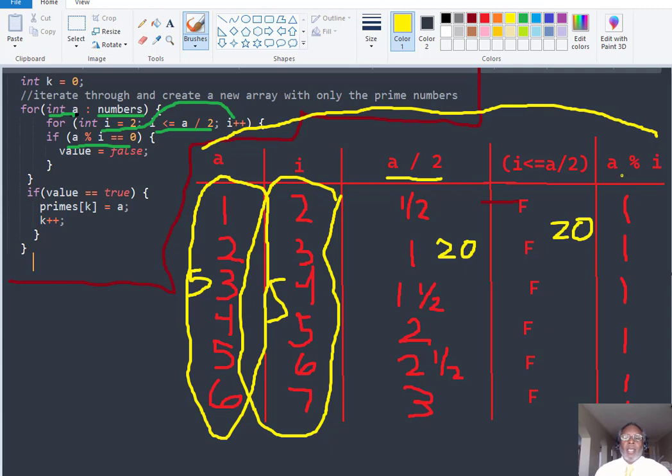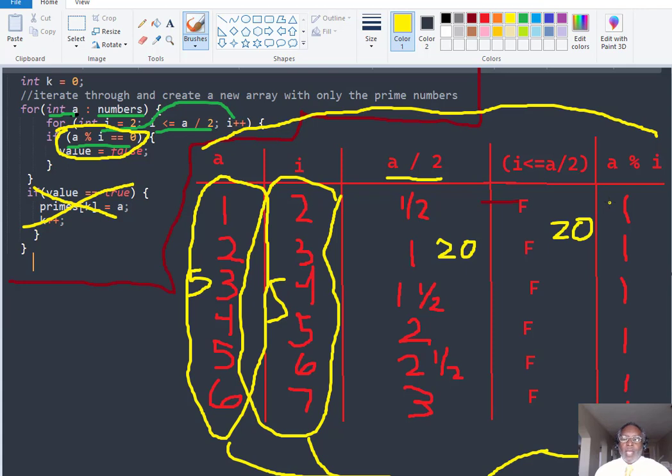And then A mod I. Because of these two columns and the pattern that exists between them, A mod I is going to always equal 1, which means this will always be false, and this will never fill up with prime numbers. Okay, over here on the left, A mod I equal to 0 will always be false, and our solution set will never fill up with prime numbers.